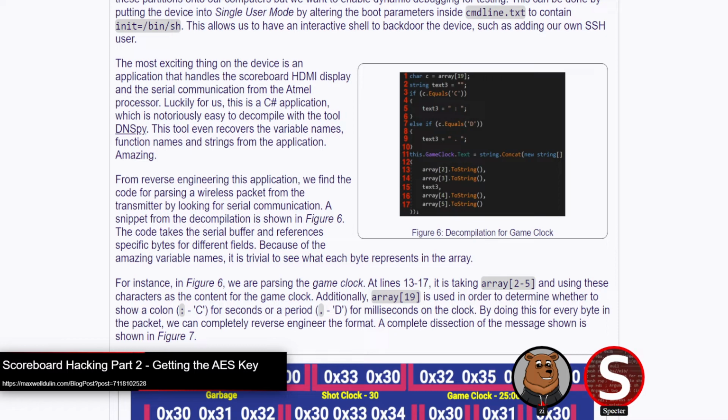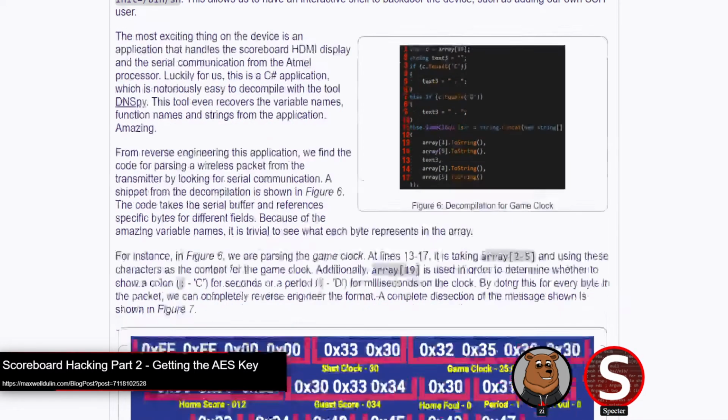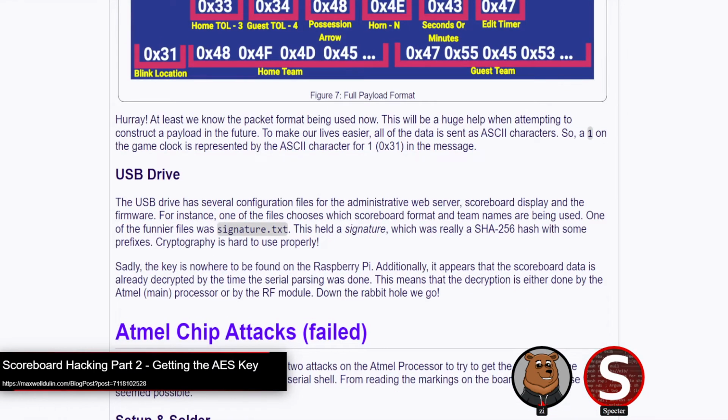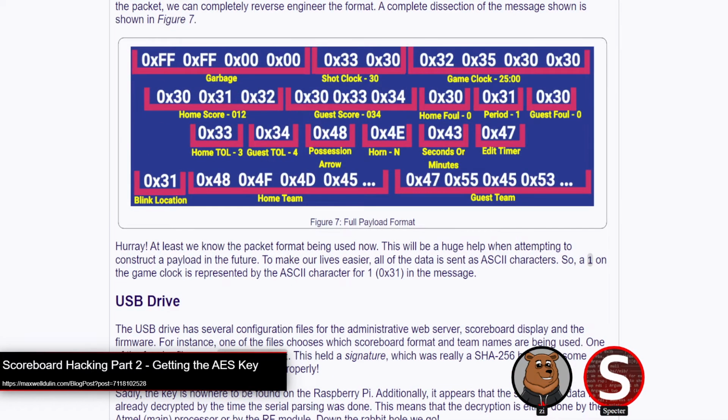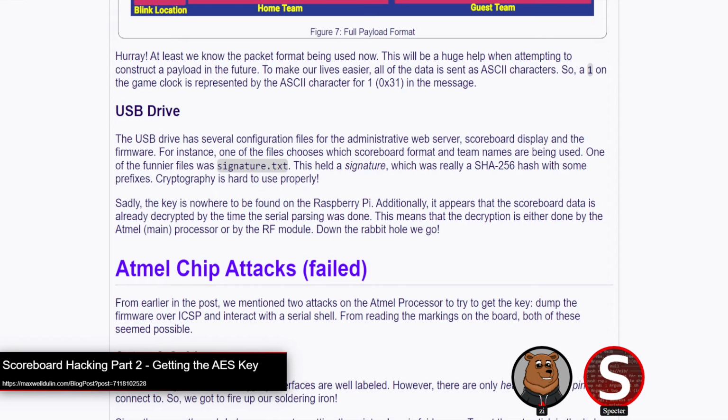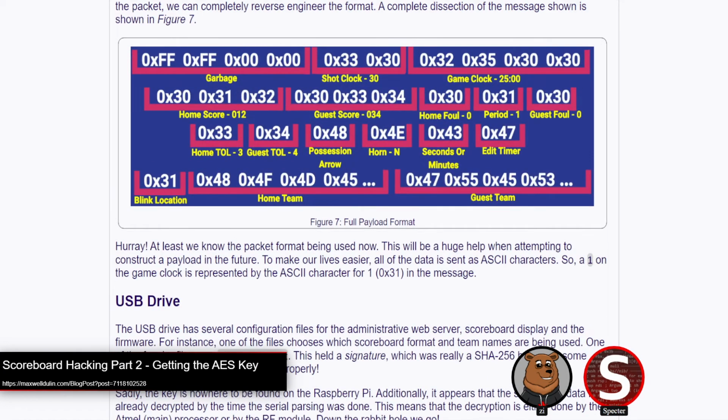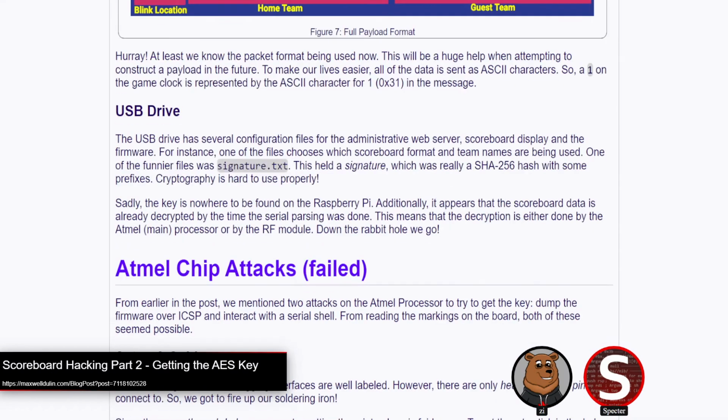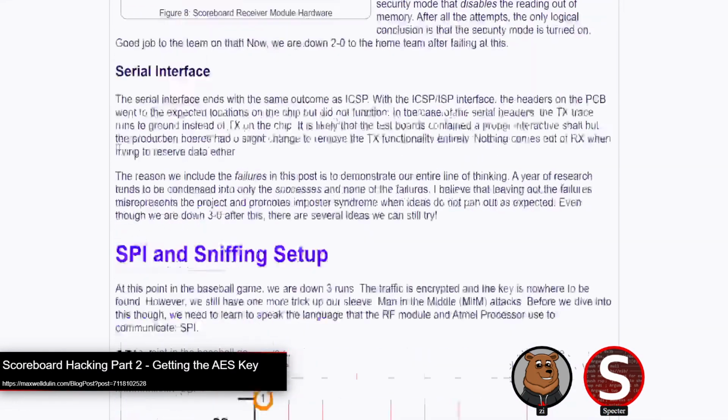And from that, he was able to figure out which fields in the payload were used for things like the shot clock, the game clock, and some of the other statistics that show up on the scoreboard. Unfortunately, he wasn't able to find the key on the Raspberry Pi firmware. Seems decryption was done in an earlier part of the pipeline, either in the MCU or the RF module. Turns out it was actually done in the RF module.